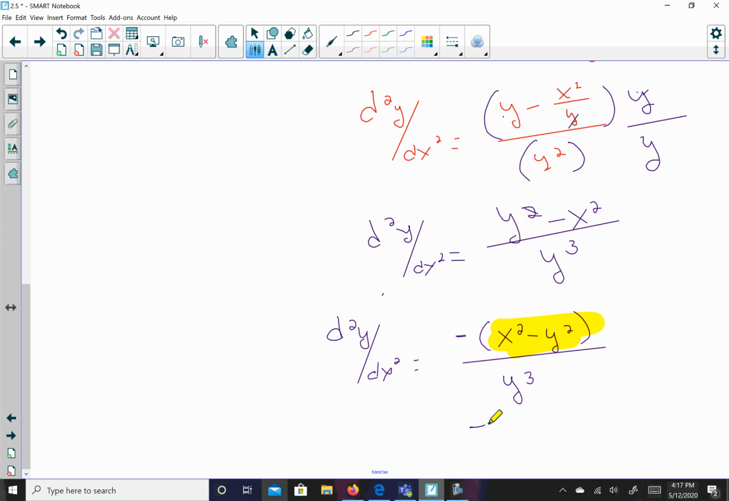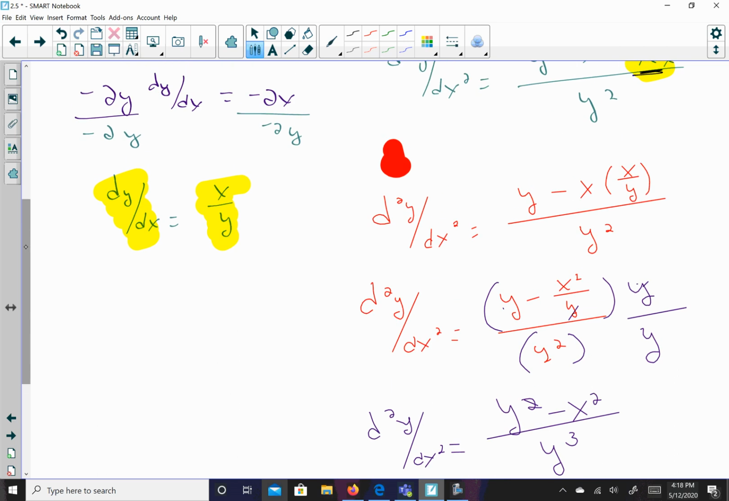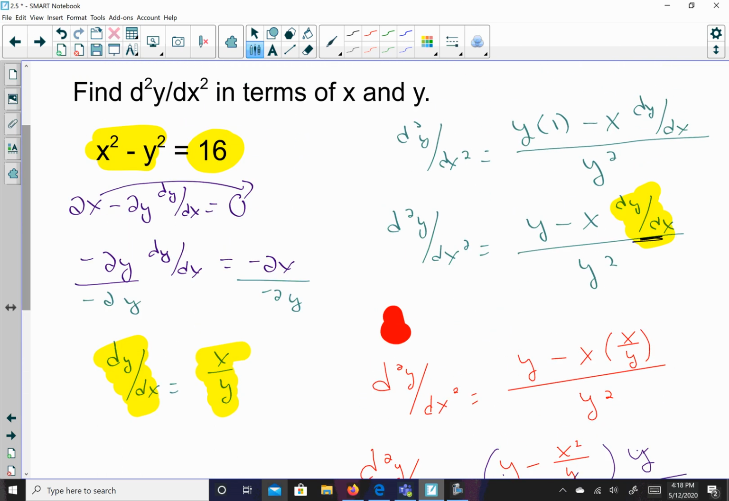So this will be negative 16 over y cubed, and that is my second derivative. And yes, you do have to have that 16 there. There will be points off if you leave it like that. So that would be my second derivative. A second derivative is always going to require you to substitute back in for what the first derivative is. You're always going to have that step.